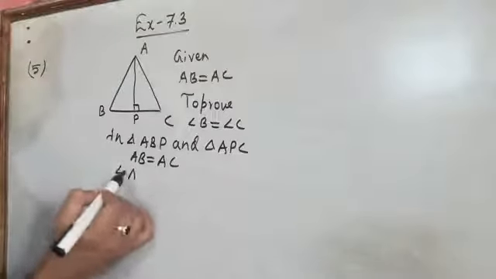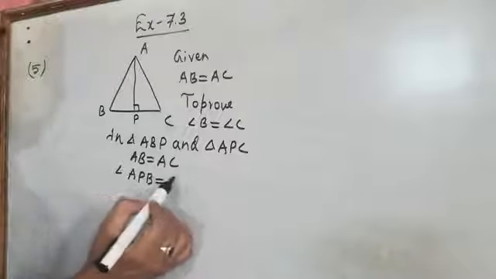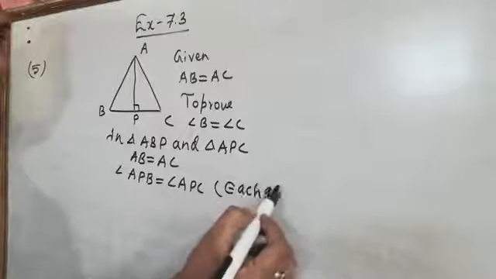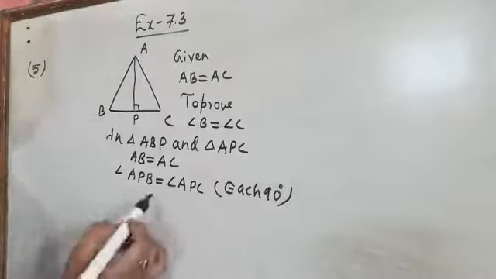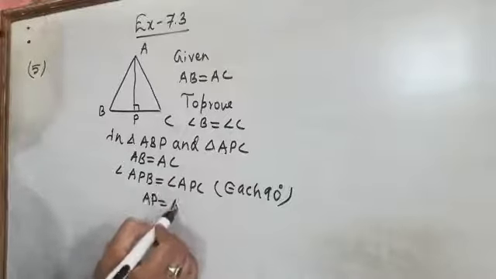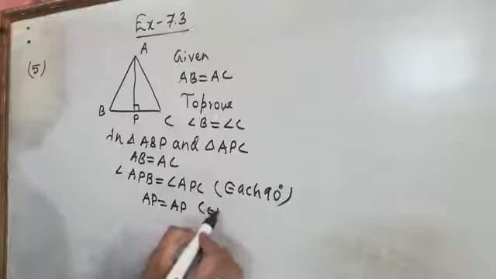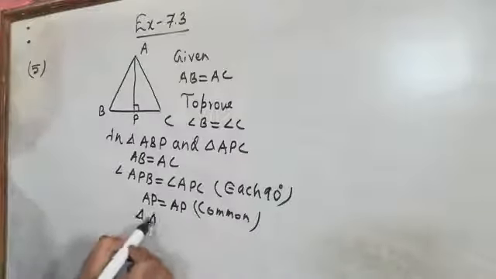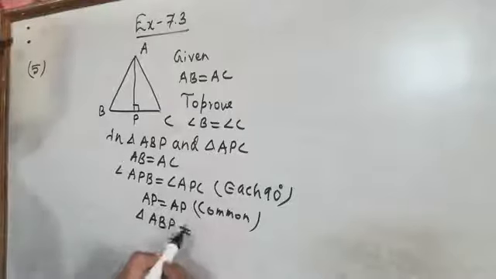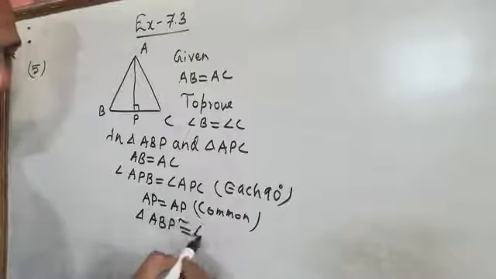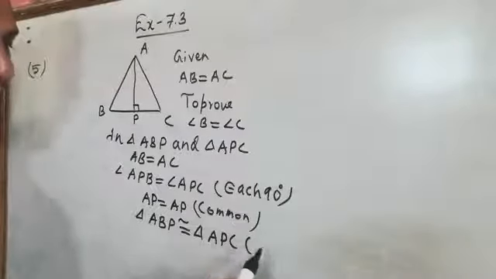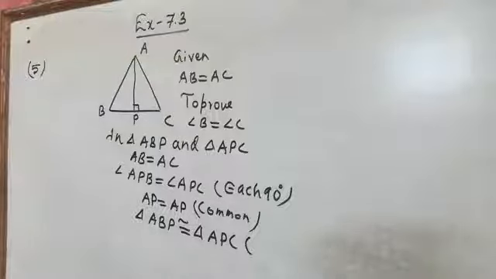Angle APB and angle APC are each 90, and AP is equal to AP, common. Therefore, triangle APB is congruent to triangle APC by, now we have one angle and two sides, SAS.